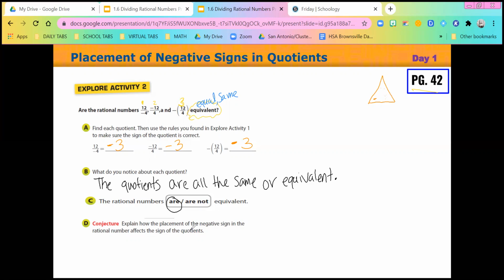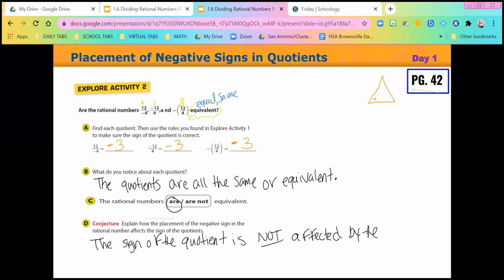And now we can think about how the placement of the negative sign in rational numbers affects the sign of the quotient. I'm going to help you out here. So we can put here: the sign of the quotient is not affected by the placement of the negative sign.